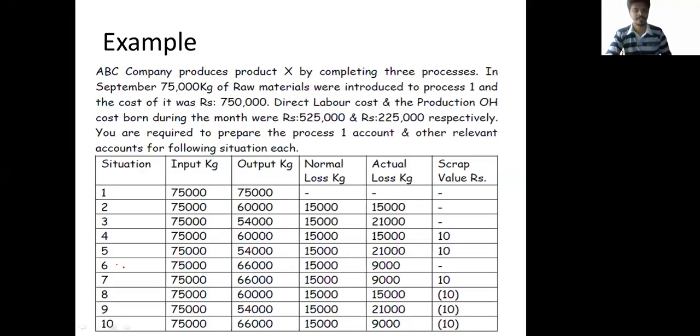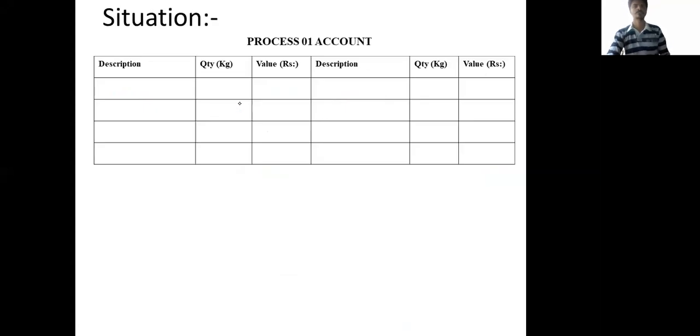Situation 6. Input 75,000, that is direct material. Output 66,000. Normal loss 15,000. Actual loss 9,000. All the others, that means production overheads and labor costs, are the same as the earlier one. Okay, so this is situation number 6.